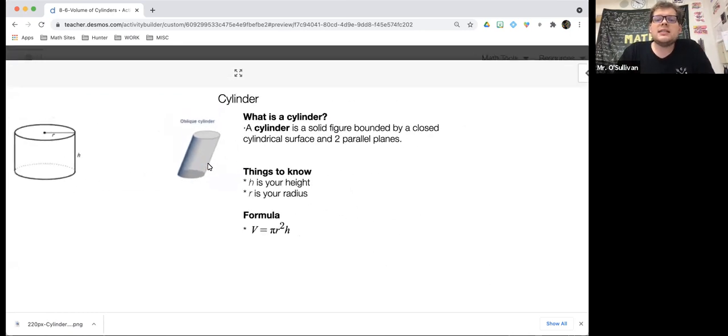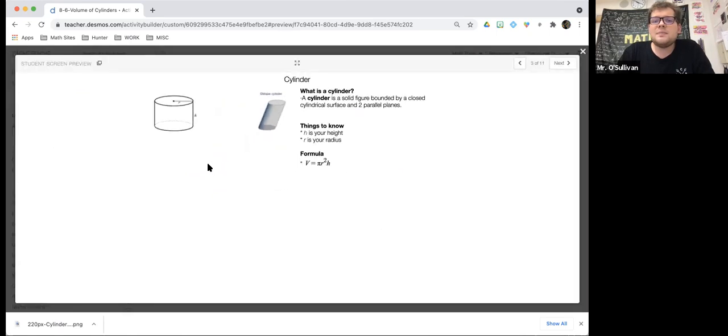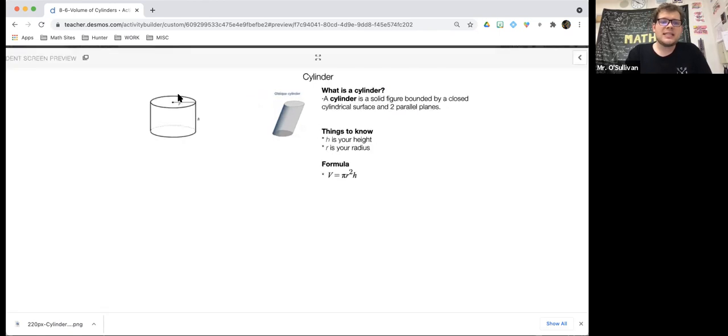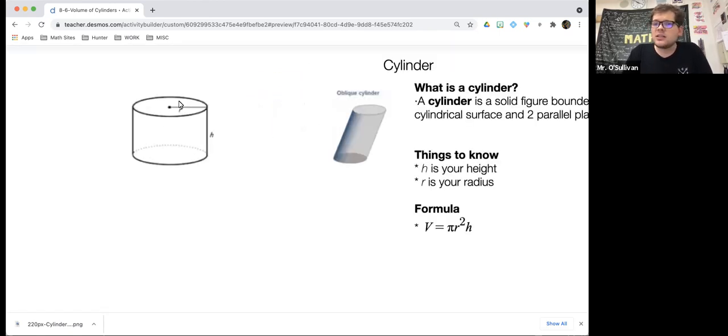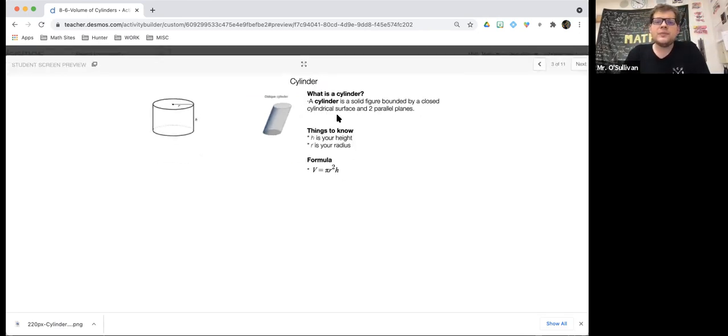So what is a cylinder? A cylinder is simply a solid figure that is bounded by a closed cylindrical surface and 2 parallel planes. So we're basically saying that this piece of our cylinder right here is parallel to its base, or their planes. Remember, planes are just flat spaces in geometry.